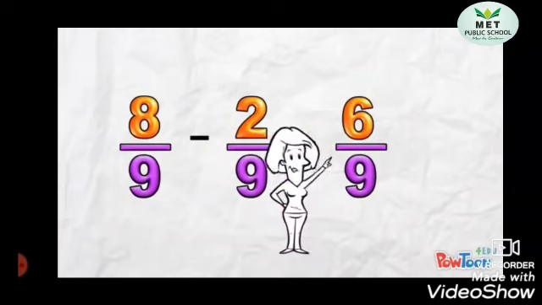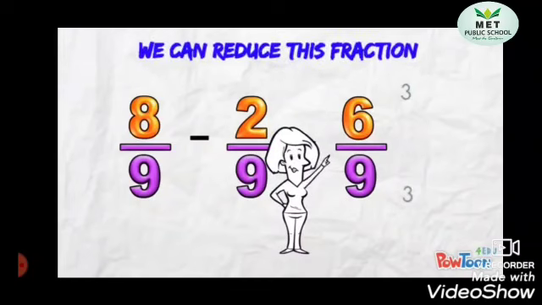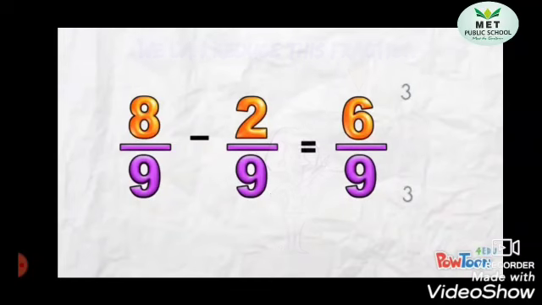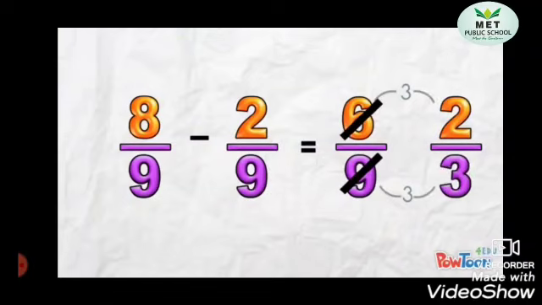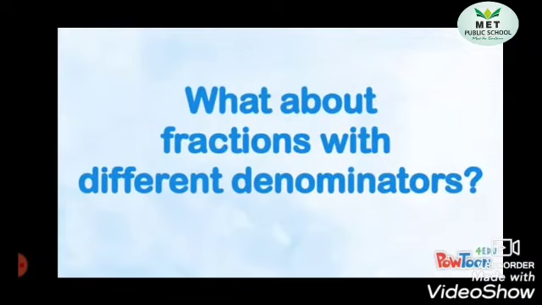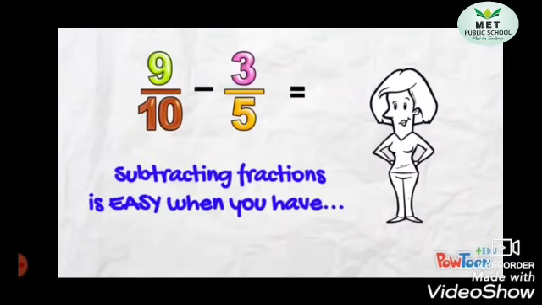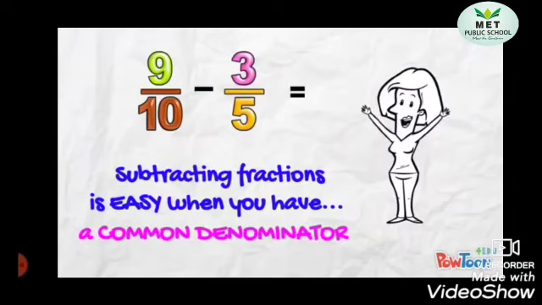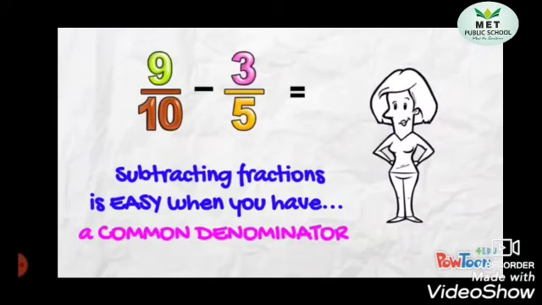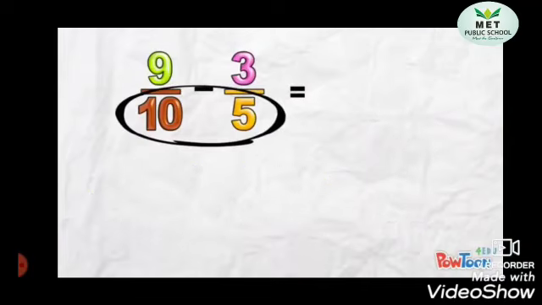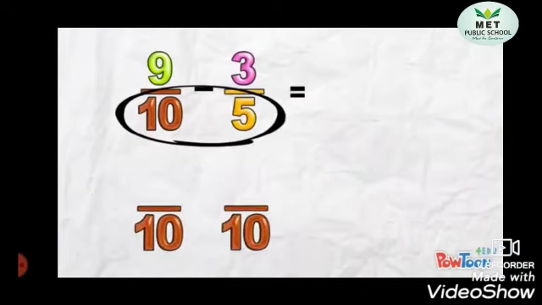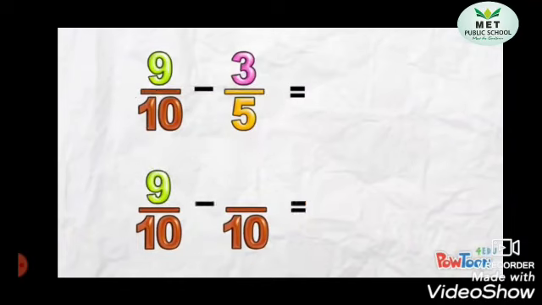Till now you have studied only the subtraction of fraction having the same denominator, isn't it? Now let us see how to subtract the fraction with the different denominators. Here you have the question 9 divided by 10 minus 3 by 5. You are having the different denominator here. The first step is you have to make the common denominator. So here the common denominator is 10.